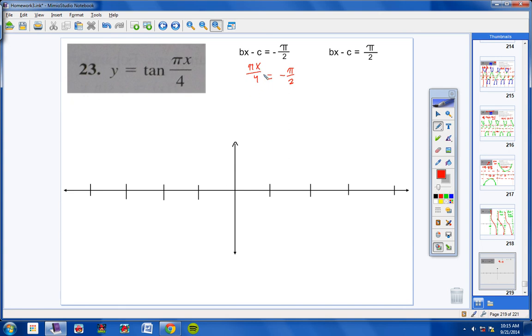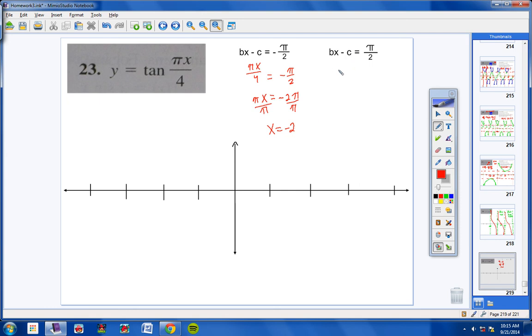First of all, you want to get x by itself. So I'm going to multiply both sides by 4. If you multiply the left side by 4, you get pi x. If you multiply the right side by 4, you get negative 2 pi, okay? Because this times 4 over 1, your 2 would cancel into your 4, you get 2 pi, all right? Now, next, I'm going to divide both sides by pi. X equals negative 2, so there's one asymptote there, okay?